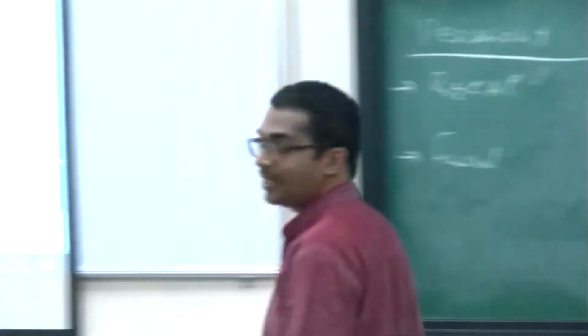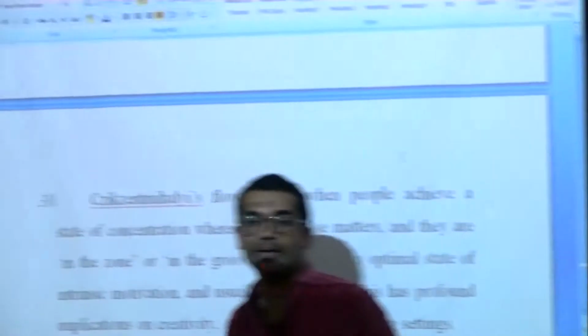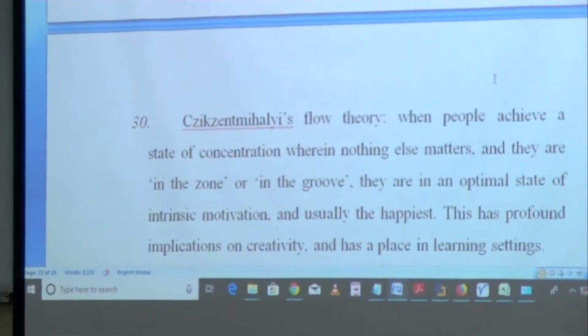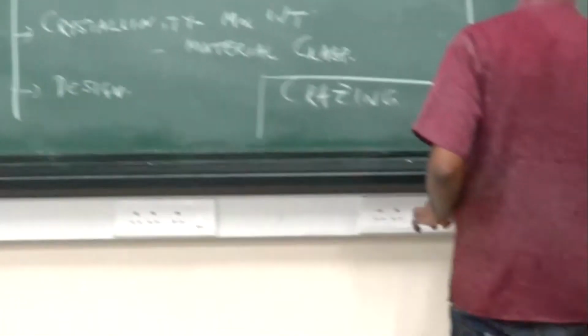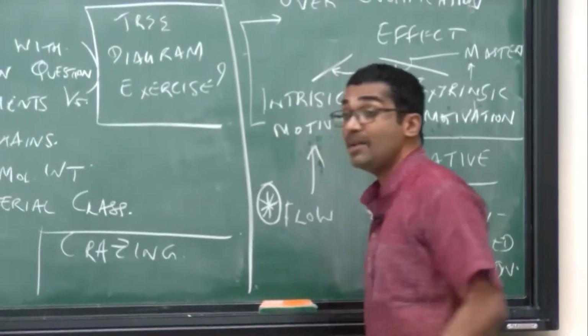So let's just read what Csikszentmihalyi has written in his book. He said, I have paraphrased it of course, when people achieve a state of concentration wherein nothing else matters and they are in the zone or in the groove, they are in an optimal state of intrinsic motivation. So this is really a possible way of providing intrinsic motivation. You ensure that the person is in flow. So this is a very major key.